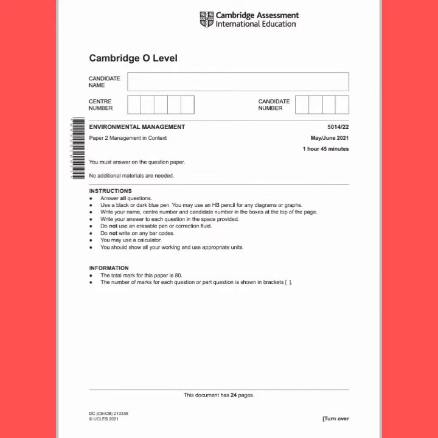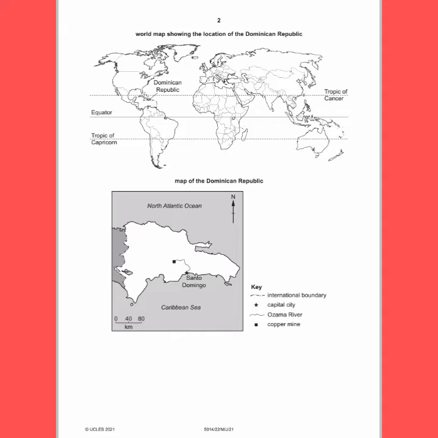Discussing 5014 Environmental Management Paper 2, May-June 2021, for which we're given 1 hour 45 minutes to solve. Today we have the location of the Dominican Republic. As you can see, it is towards the southeast of North America, in the Caribbean Sea.